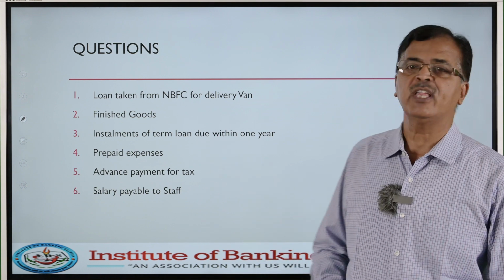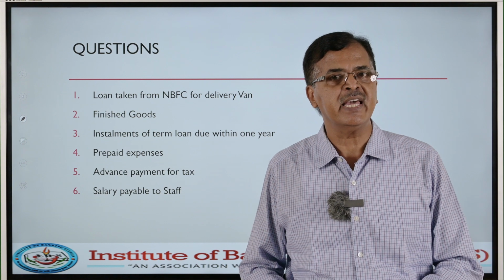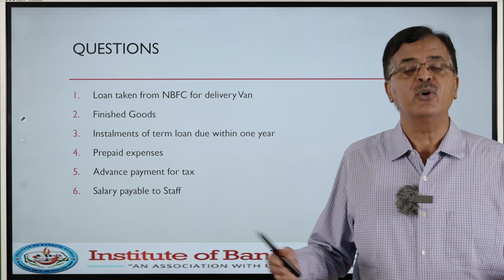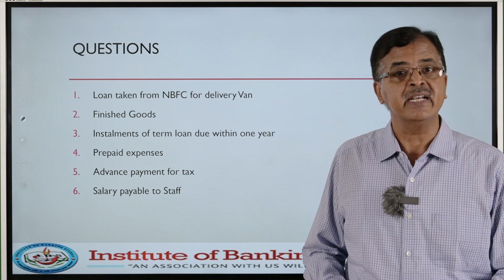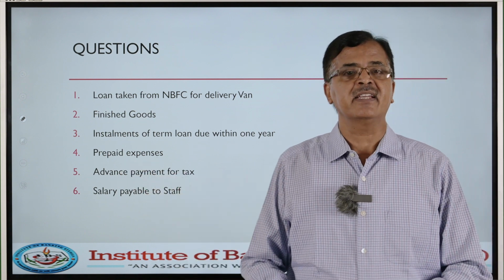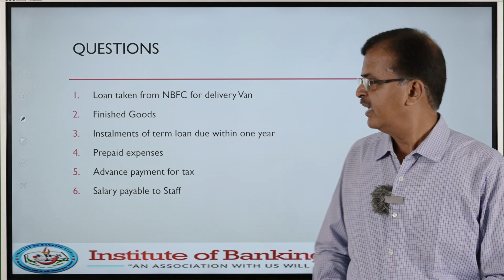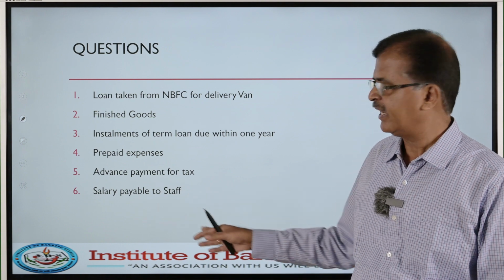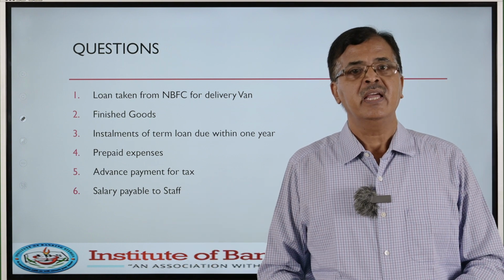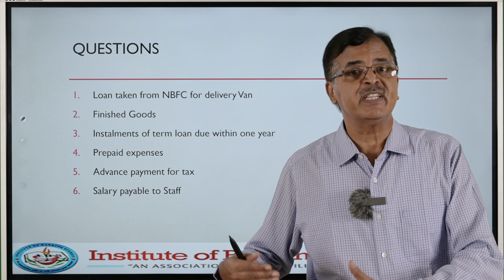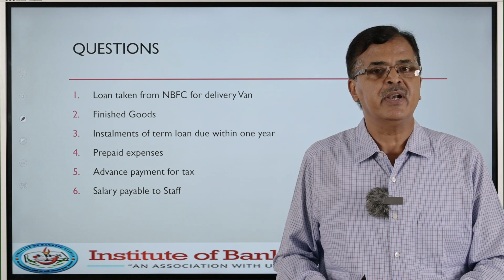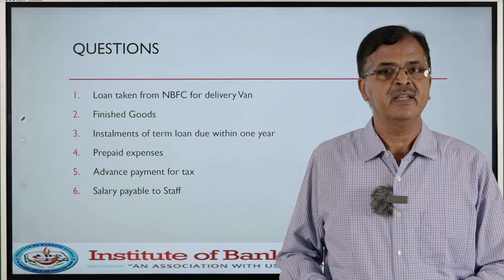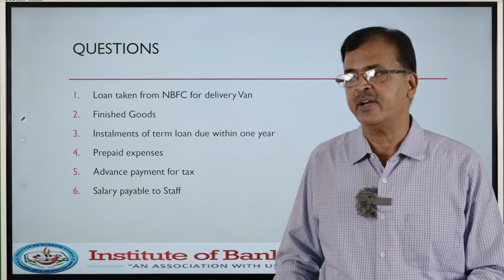Installment of term loan due within 1 year. Just as I pointed out earlier, whatever installments are due within 1 year in case of a term loan, those installments can be considered as a current liability. Prepaid expenses, it's a current asset. Advance payment of tax, current asset. Salary payable to staff, it is an expenditure which is outstanding. So it is a liability which has to be paid as early as possible because it is salary to the employee. So in that sense it is current liability.